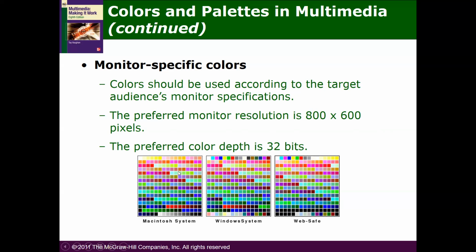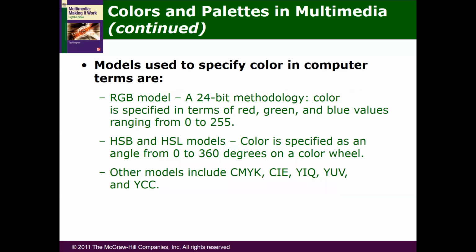For example, if you look at the palettes over here in Macintosh, Windows, and website, what you'll notice is that all these colors that you are seeing are basically a combination of red, green, and blue. So with monitor specific colors, different variations of red, green, and blue represent different colors, and that is much more pleasing to our eyes and to our brains. And the very last type of color that we have is model specific colors.